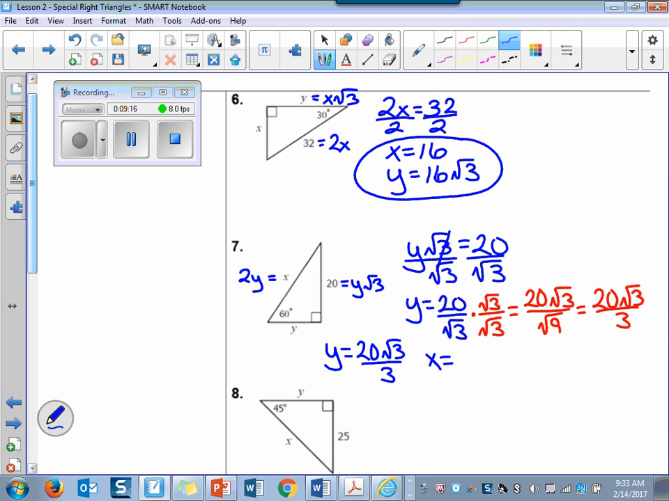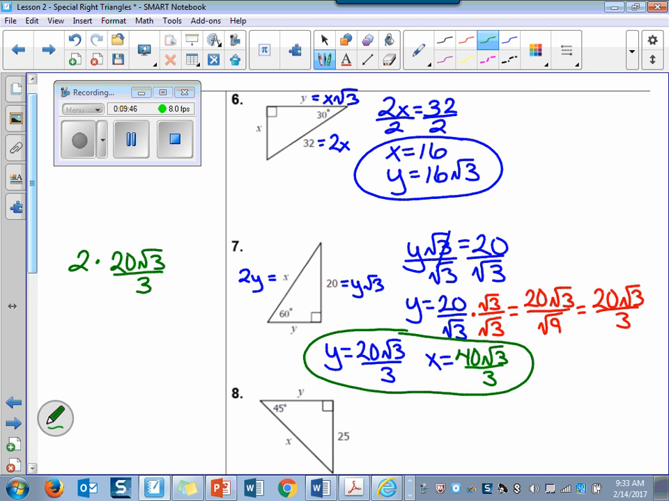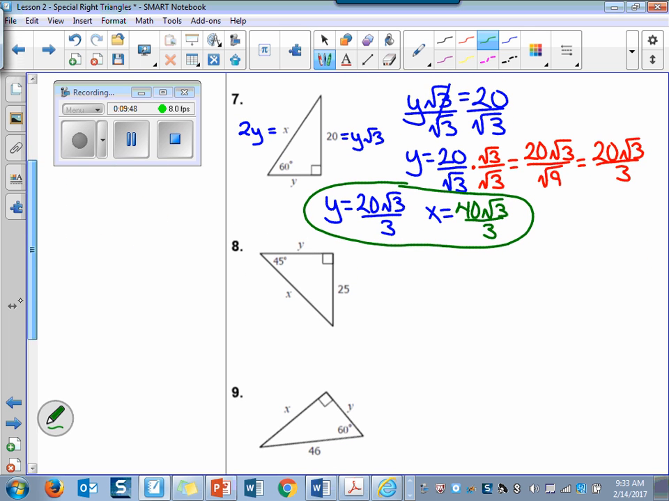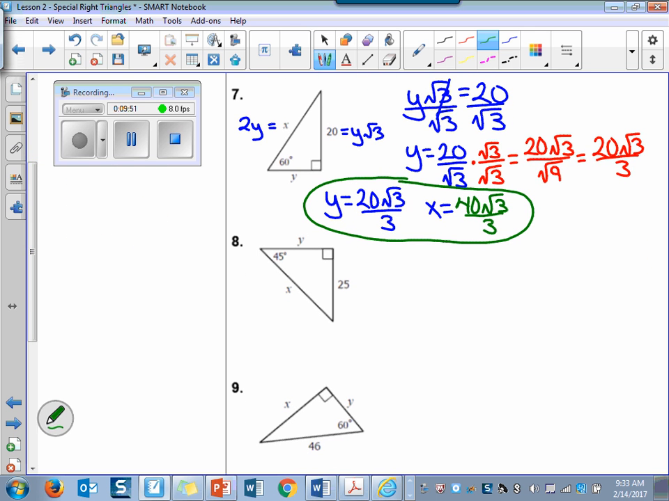My x value, I have to multiply this by 2. Well, let me come over here and do that. 2 times 20 square root of 3 over 3. Remember, we multiply by the coefficients here. So 20 times 2 is 40 square root of 3 over 3. Pause and check. Can you simplify 40/3? The answer is no. So you are done. Aren't those beautiful answers? Radicals and fractions. It doesn't get much better.